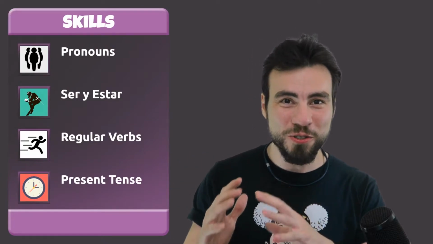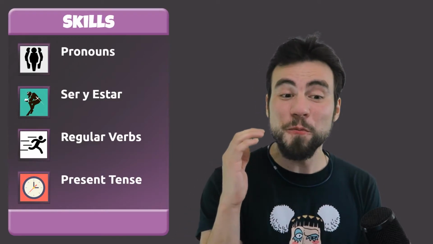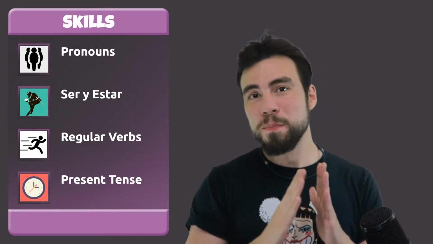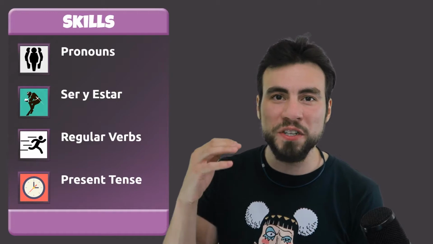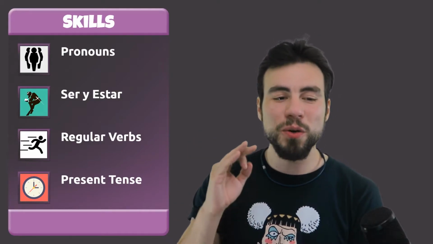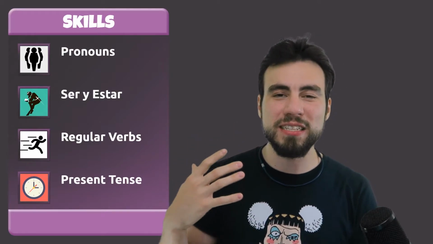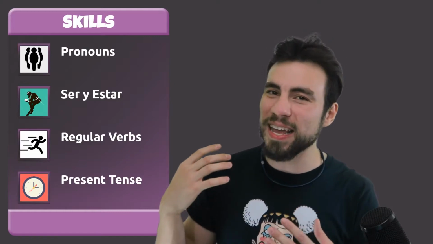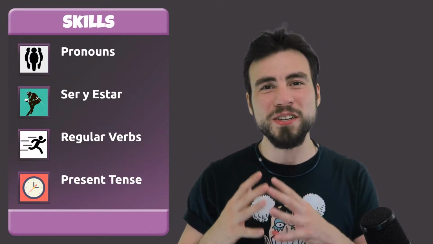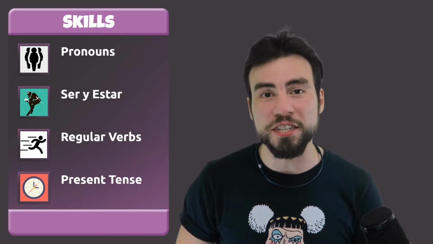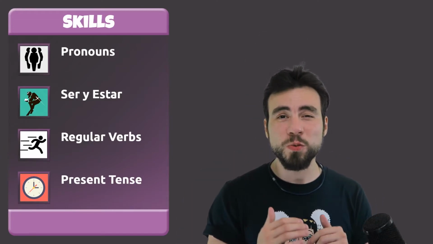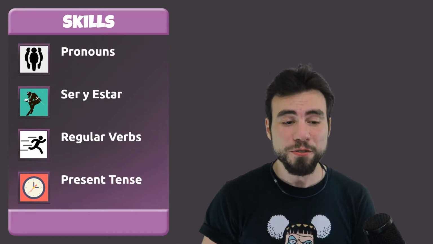So I really want to treat this like a game. When we clear our skills, a progress bar is going to be filled. We're going to be leveling up. I really just want this to be fun and easy to get because I think learning grammar in a language is quite discouraging. So as I was saying, these 4 skills is what we're going to be learning in the coming videos.